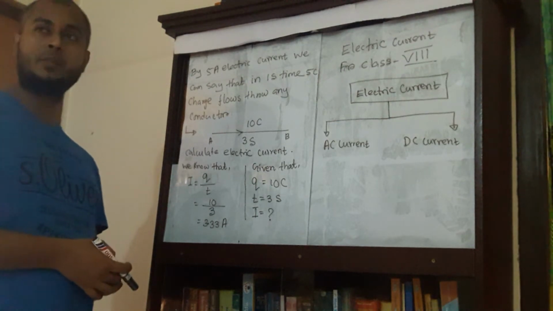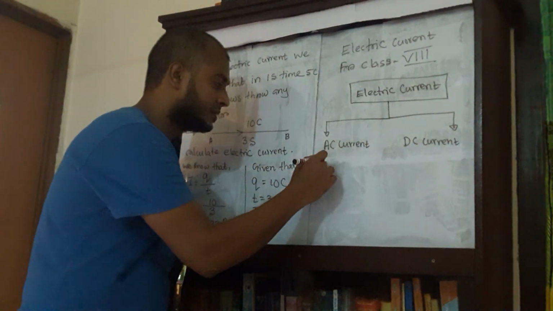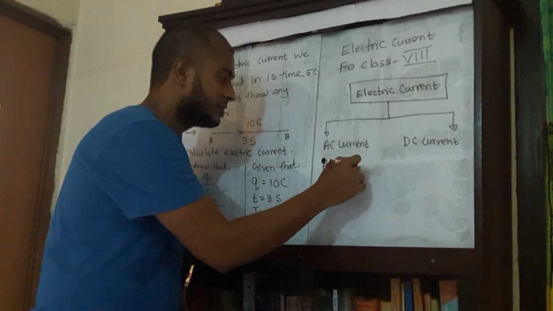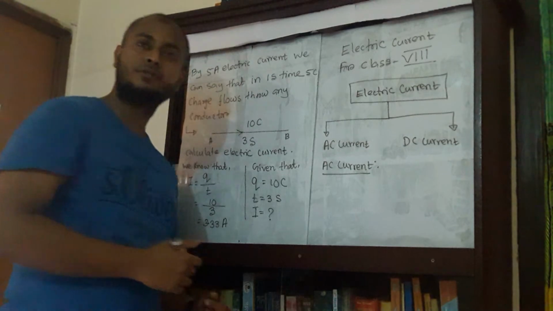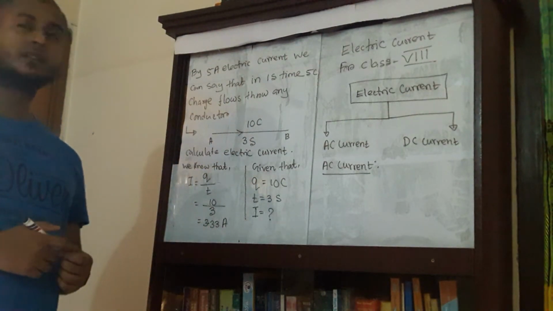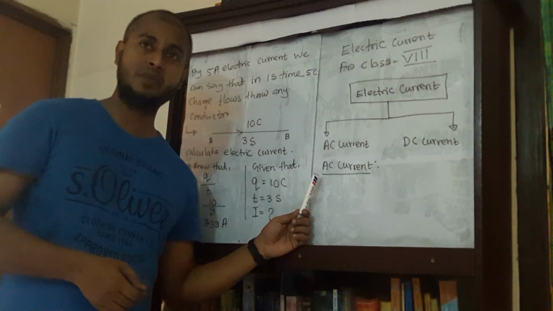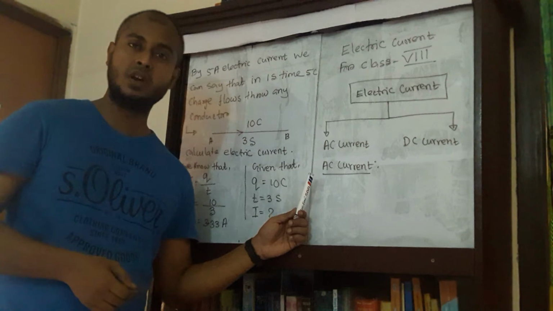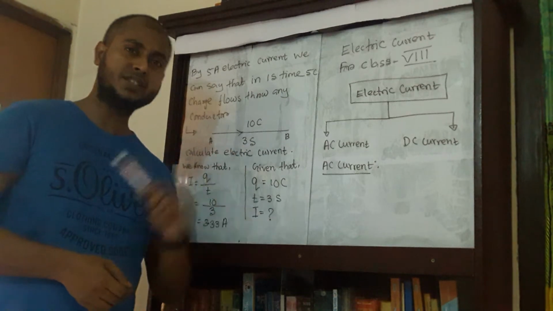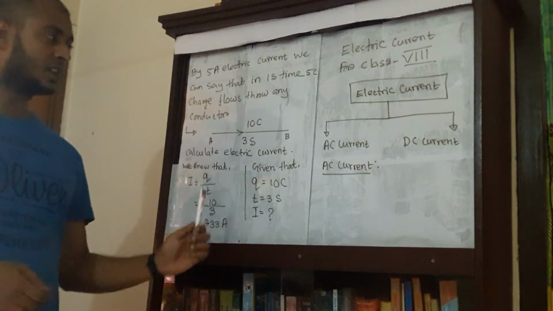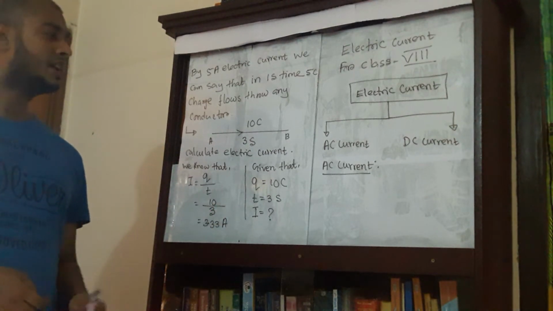Then I'm going to discuss AC current. So what is called AC current? Boys and girls, AC is an abbreviation. A means alternating and C means current. So AC means alternating current. What does it mean? The electrical current that changes its direction with respect to time is called AC current.